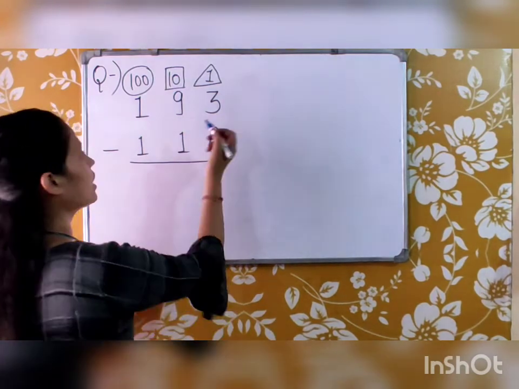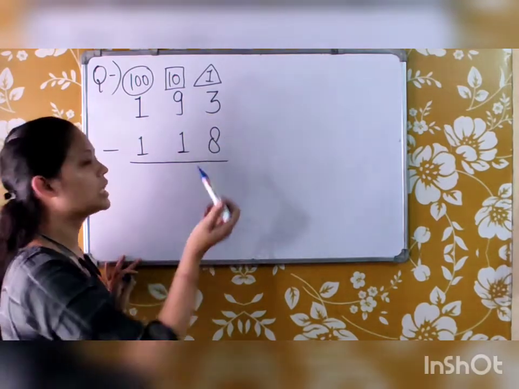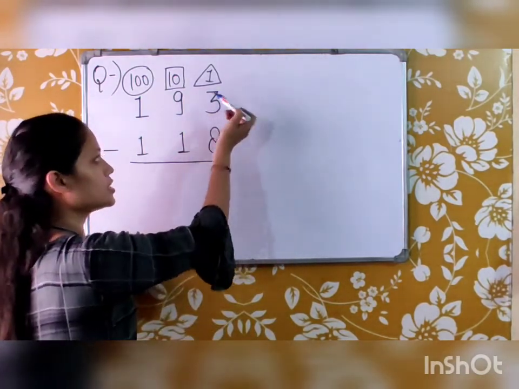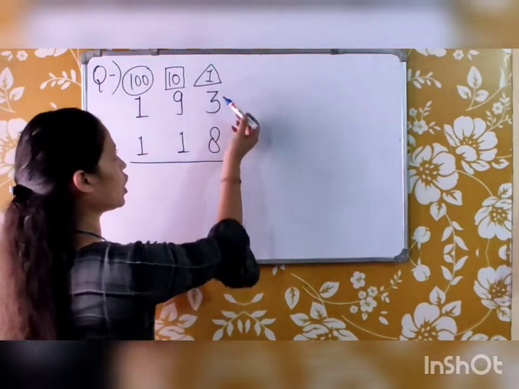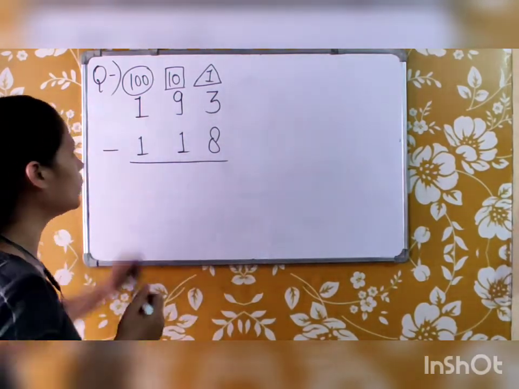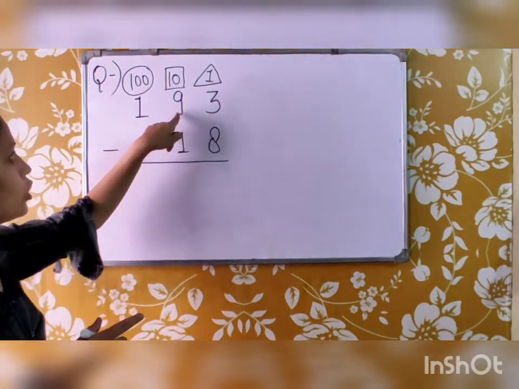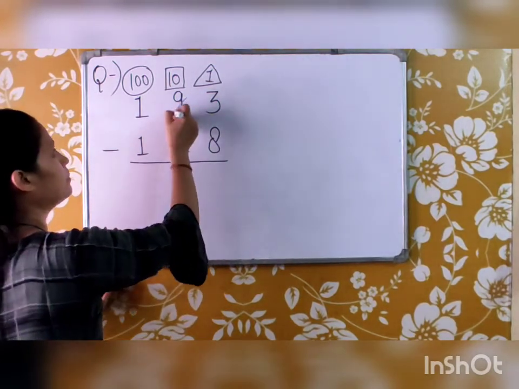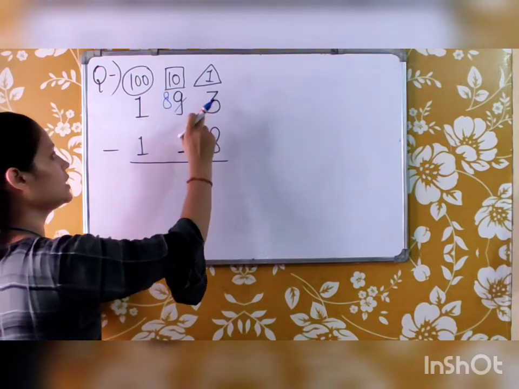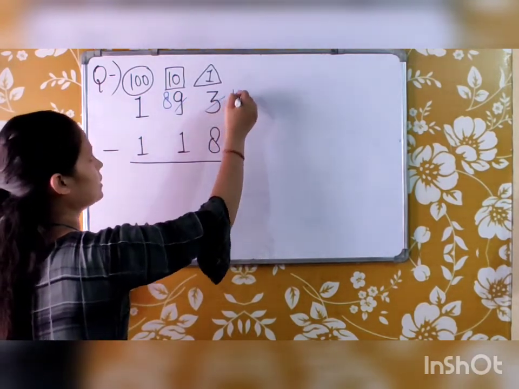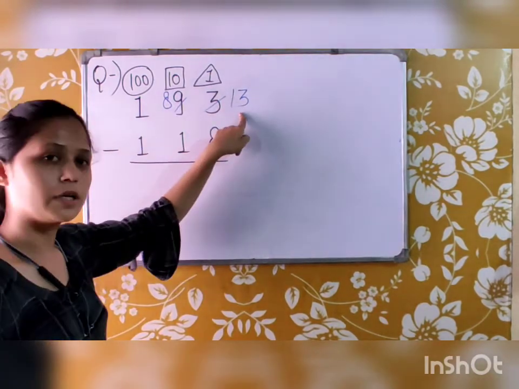How? See, can I subtract 8 from 3? No, I can't, because 3 is a smaller number and 8 is a bigger number. So what I will do, I will borrow 1 from here. This 9 will become 8, because I have borrowed 1 from it, and this 3 will become 13.